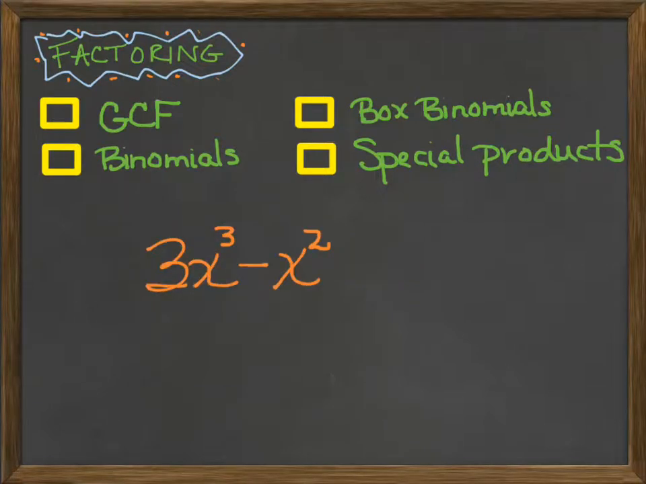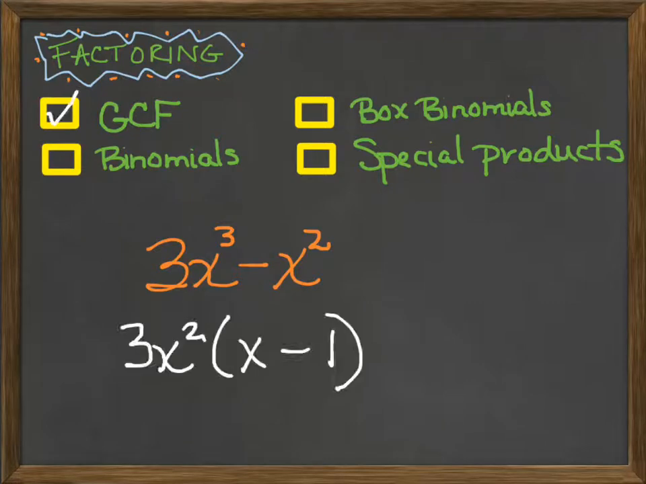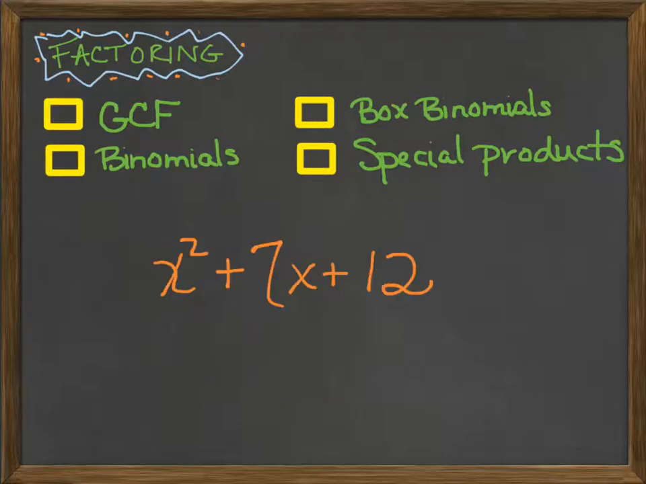Inspect it. Is there a GCF? Yes, there is. Each term has an x squared in it. What most people forget to do is they leave out that -1. Inspect it again to see if you have anything else like a special product. In this case, no. And if you did have a square right here, you would be able to continue, but since you don't, you're finished. Let's look at the next one.